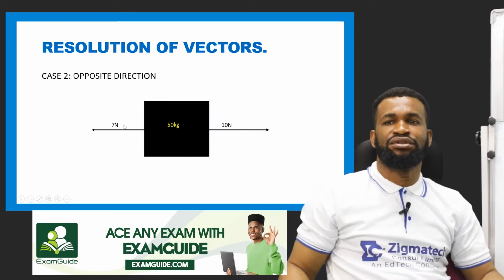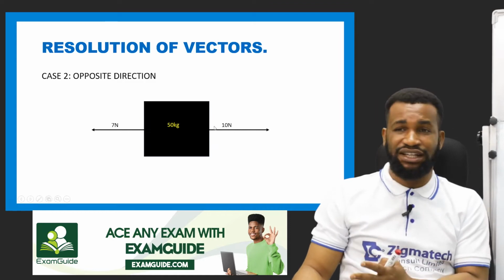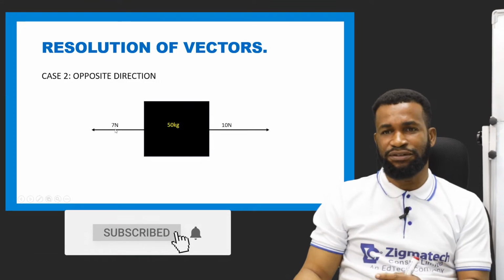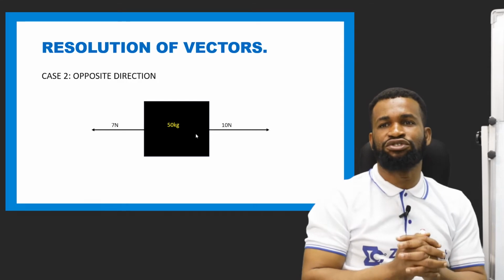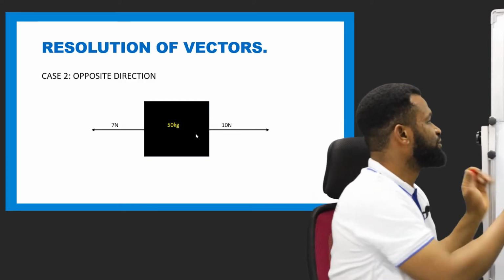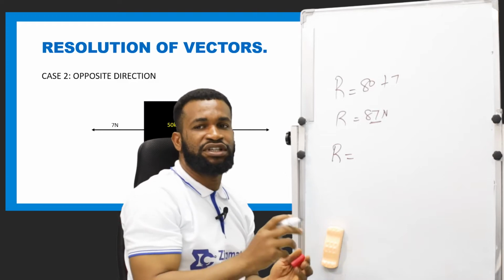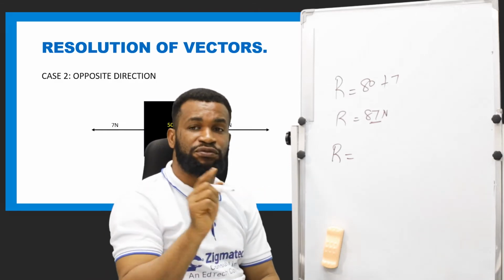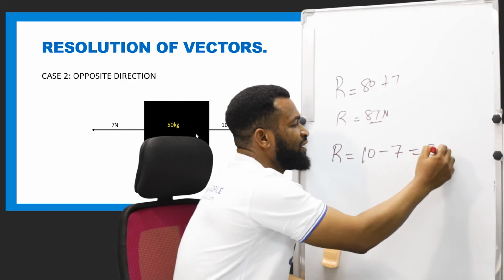Now, case 2. Look at what happened. A man with a force of, let's say, 10 Newton is pushing in the east direction, and another one of 7 Newton is pushing in the opposite direction. What will be the resultant? When the direction is opposite, we apply what we call negative, that is subtraction. So the resultant is going to be the bigger vector minus the smaller vector, because the bigger force is where the body is going to move. The body is going to move in that direction, but it's going to be 10 minus 7. The resultant is 3 Newton.